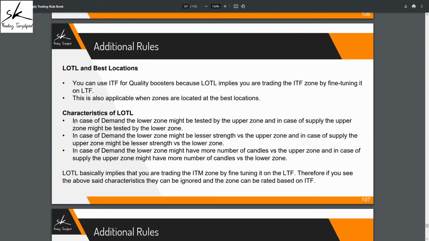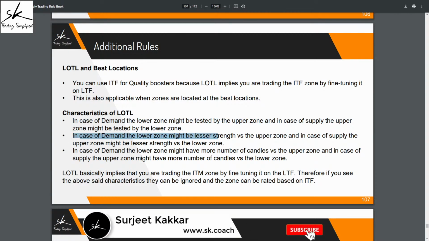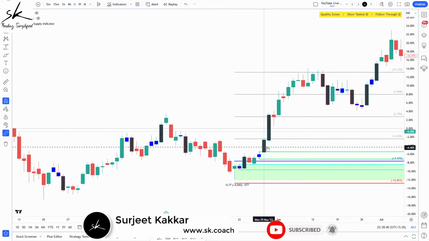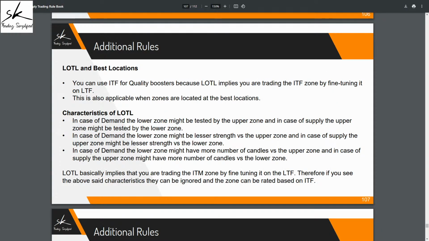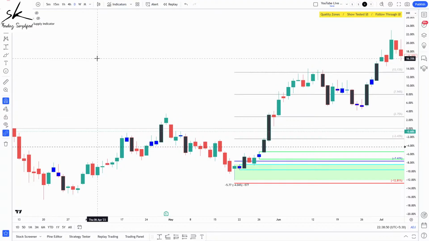The very first characteristic is, in case of demand, the lower zone might be tested by the upper zone. That is what we just saw. Second, in case of demand, the lower zone might be of lesser strength versus the upper zone. That is also something we can see. The upper zone has really nice, better strength versus the lower zone. And the third is that in case of demand, the lower zone might also have more candles versus the upper zone. So at times the upper zone has just one candle, and the lower one might have 2, 3, maybe 6, 7 candles.